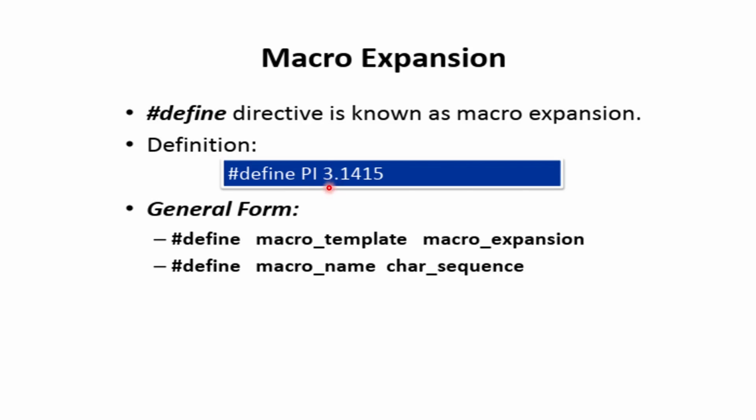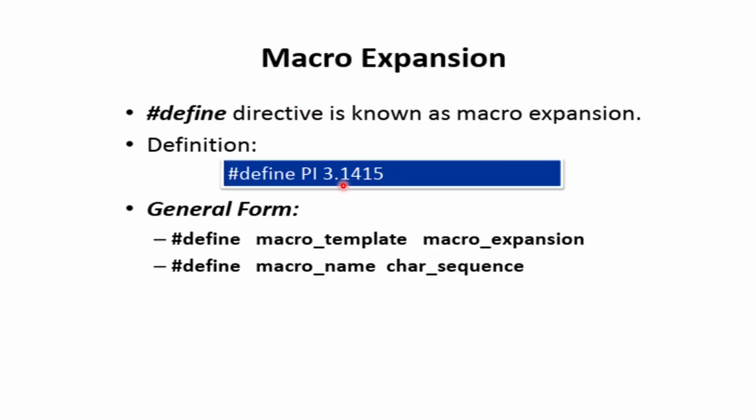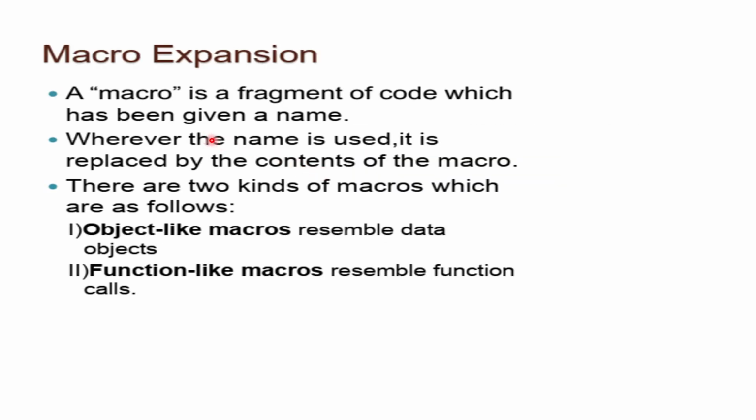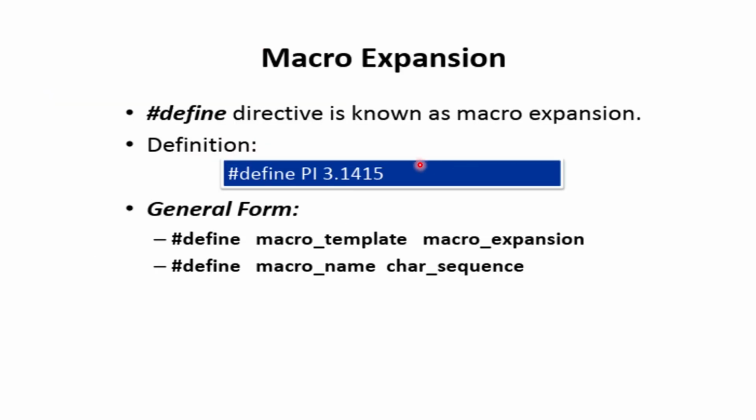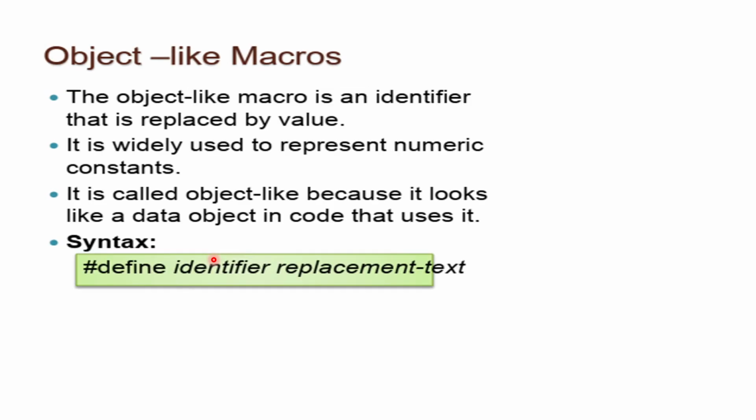So your macro is this one. A macro is a fragment of code which has been given a name. Now, whenever the name is used, it is replaced by the contents of the macro. That means whenever you use this name, it will be replaced by its content. Now obviously there are two types of macro. We will see these two types very soon.